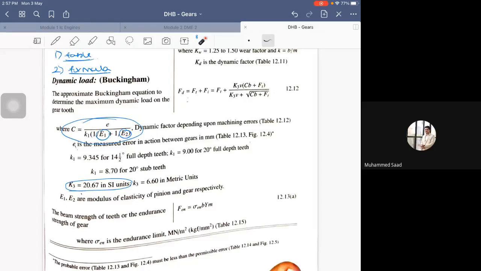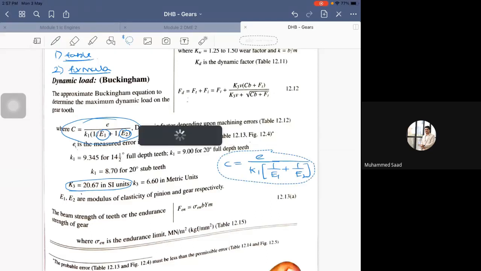Table. Okay. For this particular problem, I would just try to calculate with the help of the table as well as the formula. Now C is equal to E divided by K1 into 1 divided by E1 plus 1 divided by E2. There is one formula here, so I would take this in my notes.